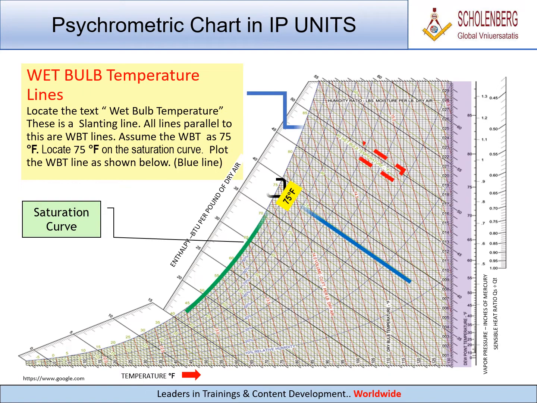Wet bulb temperature lines. Locate the text wet bulb temperature. This is a slanting line. All lines parallel to this are WBT lines. Assume the WBT as 75 degree Fahrenheit. Locate 75 degree Fahrenheit on the saturation curve. Plot the WBT line as shown below. Blue line.